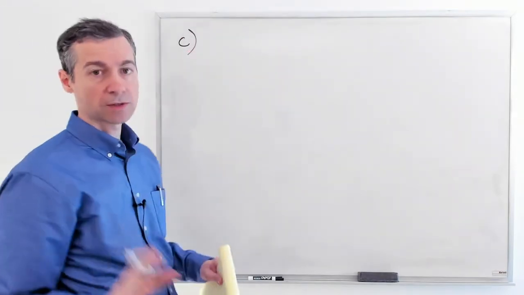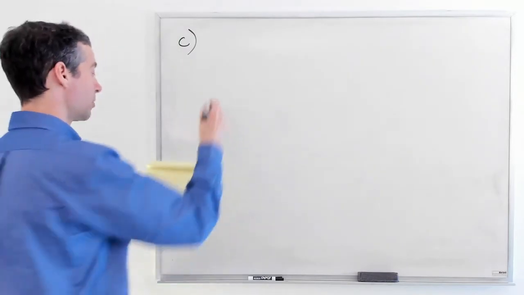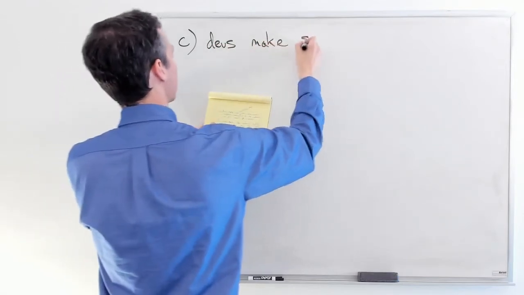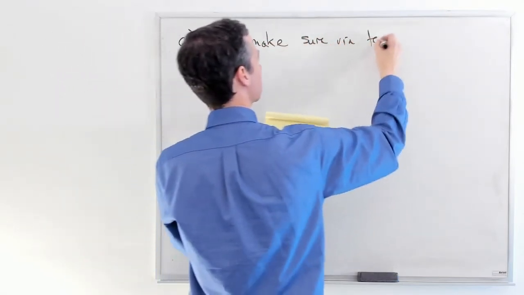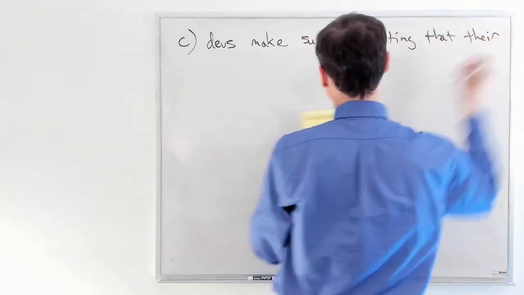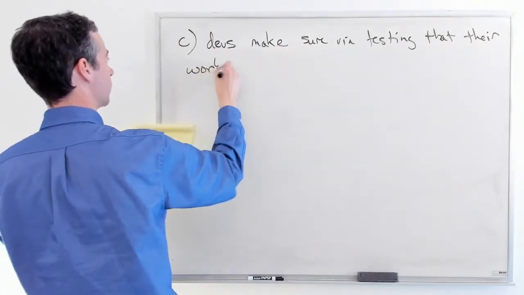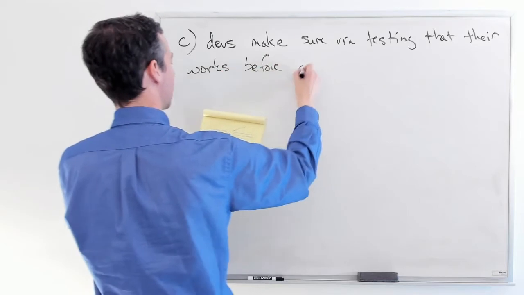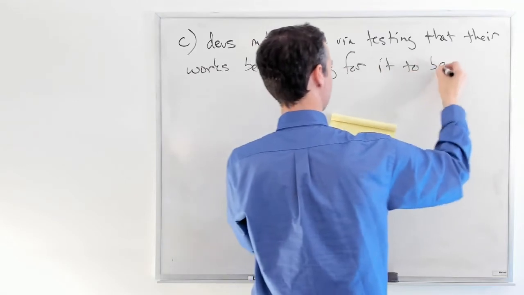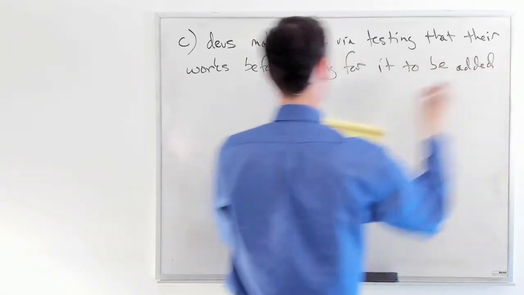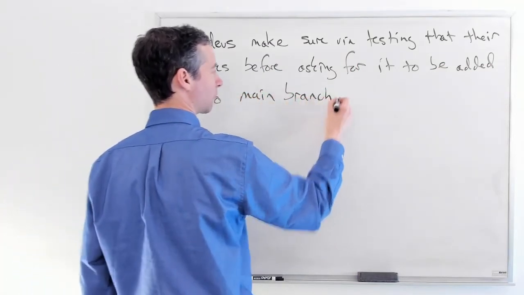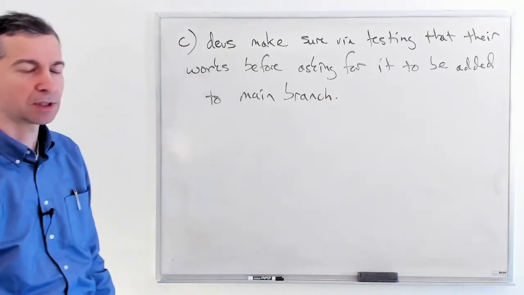as we work, one of the big things that we're going to do is make sure that our code is high quality. So developers, make sure via testing their code works before asking for it to be added to the main branch. This is a developer's responsibility.